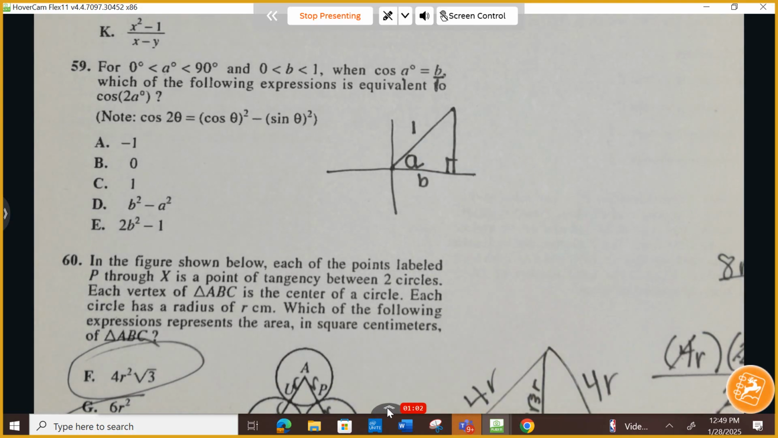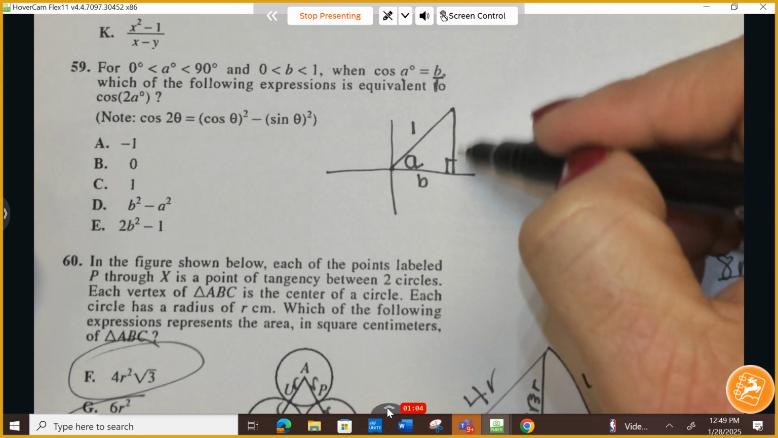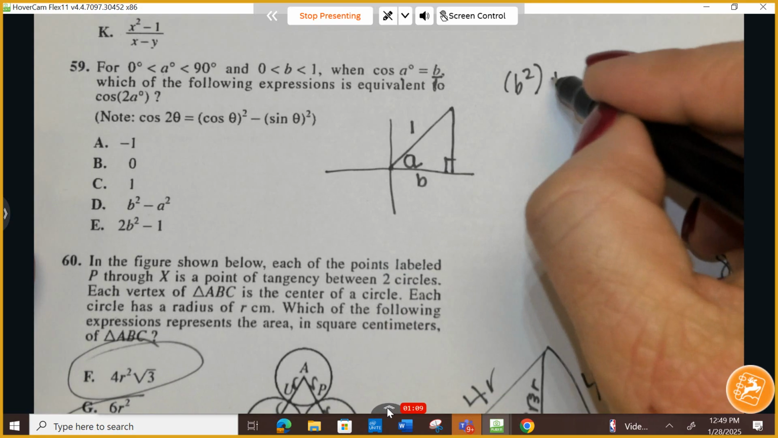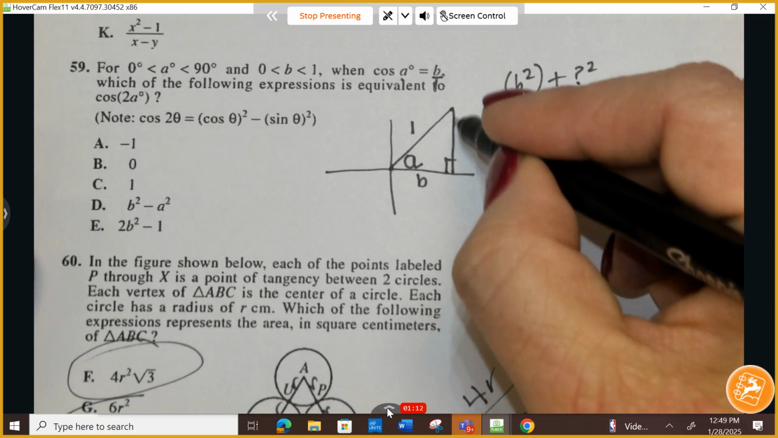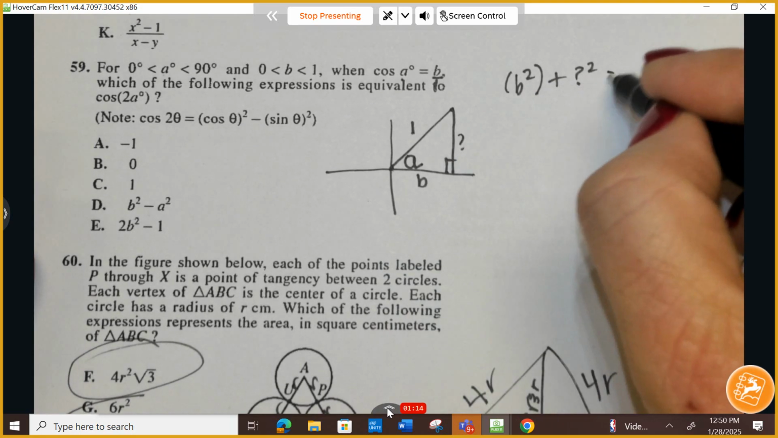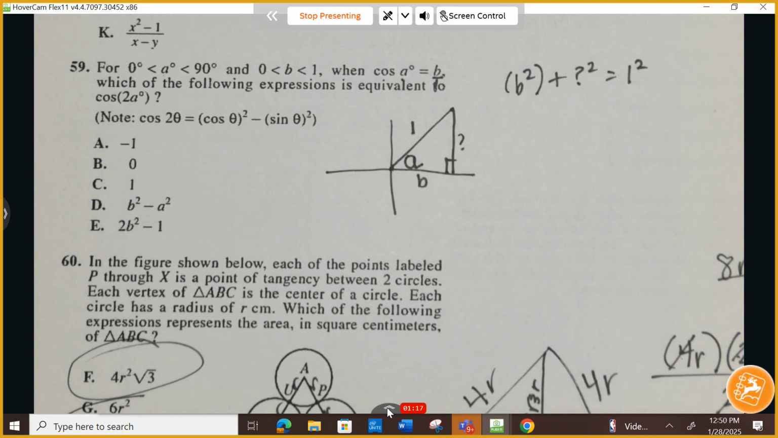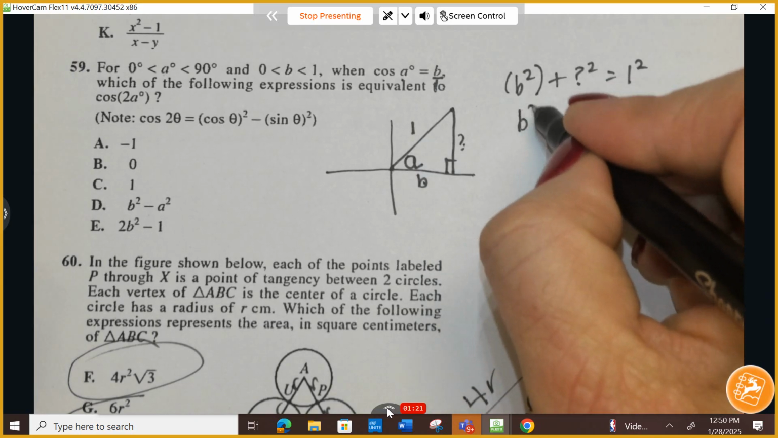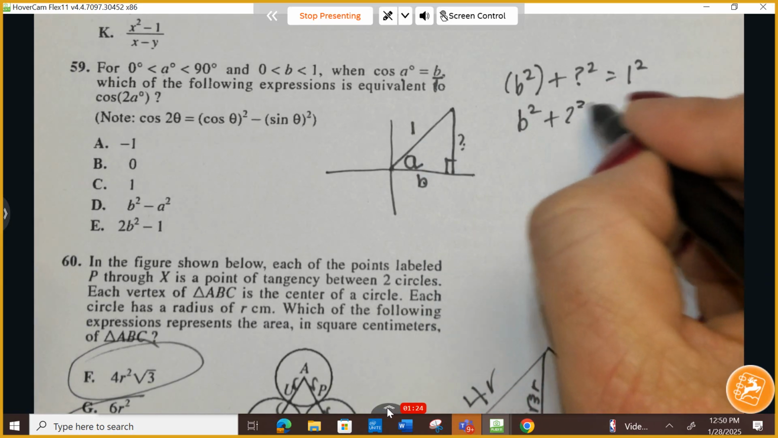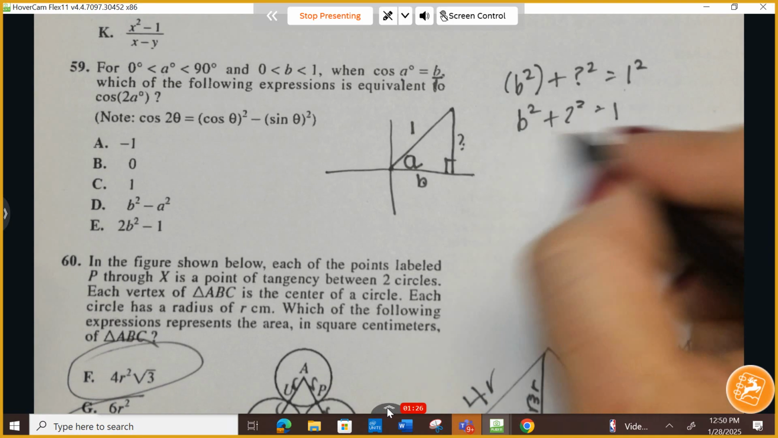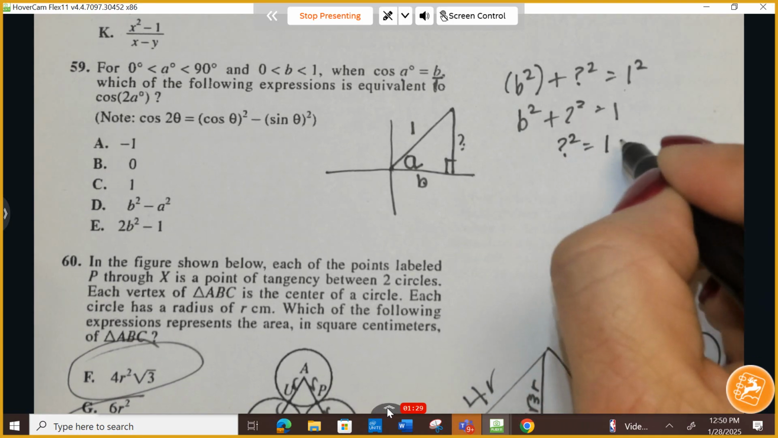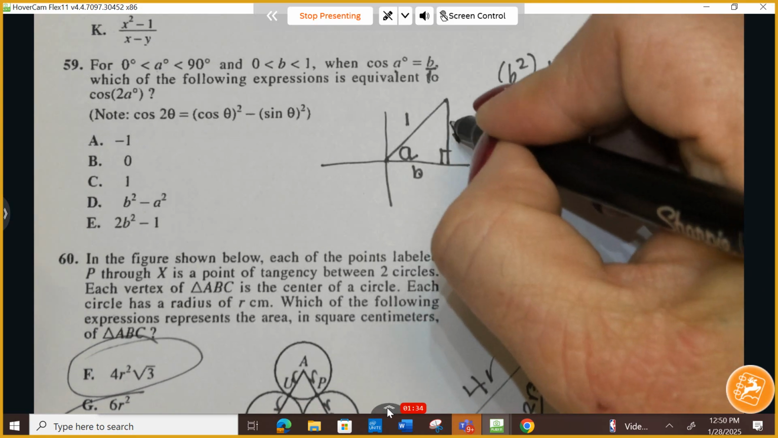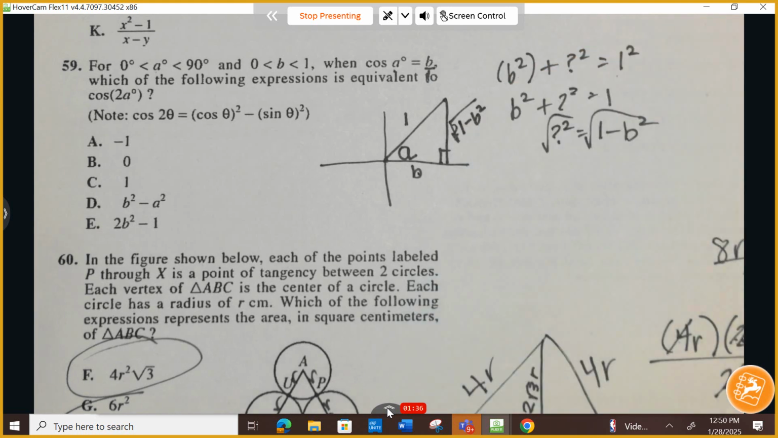And this is where it's going to relate back to number 60. How in a right triangle can I figure out the side? A squared, we're going to call this A, plus, and I'm going to put a question mark squared, that's going to be this part right here, equals 1 squared. A squared plus B squared equals this. So now I have B squared plus, I don't know what this is, equals 1, because 1 squared is 1, and so I'm going to subtract the B squared to the opposite side, and then I have to take the square root. So this length is equal to the square root of 1 minus B squared.